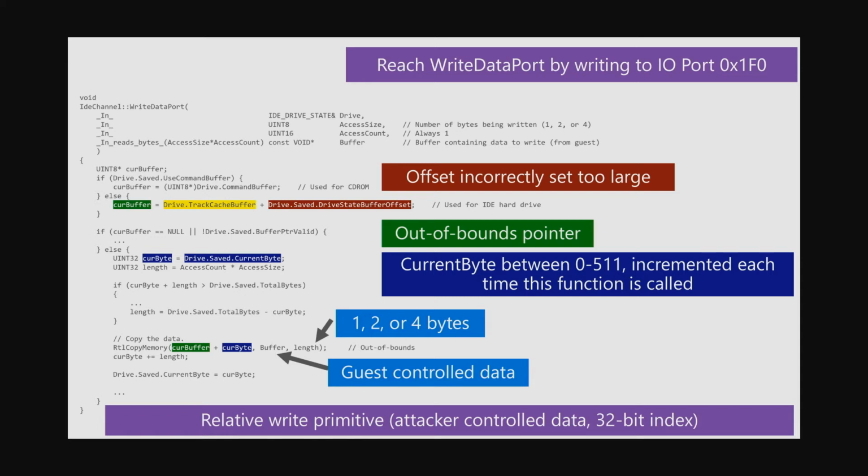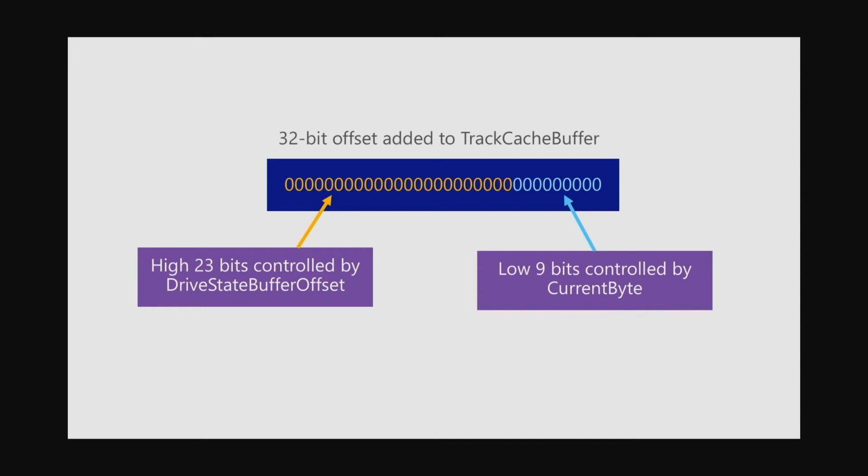Now what this function ends up doing is it adds these variables together, the buffer, the drive state buffer offset, and that current byte, and it uses that as the destination for a memcopy. The source of the memcopy is the attacker controlled data that was specified to be used in the IO port write. So you have a relative write primitive here with an attacker controlled 32-bit offset and attacker controlled data. And just in case it isn't super clear, the way that you end up having that full 32-bit offset under your control is the high 23 bits come from the drive state buffer offset, because that's always going to be 512 byte aligned, and the low 9 bits come from the current byte.